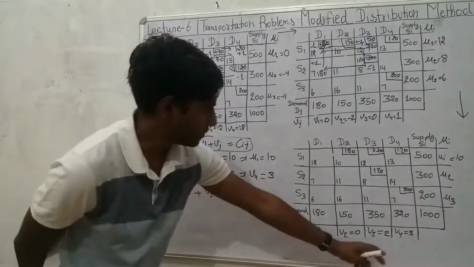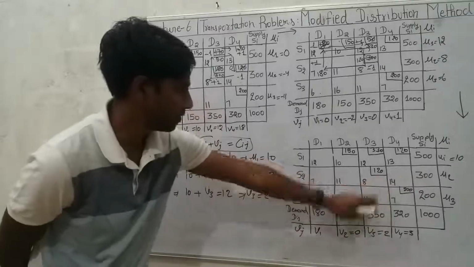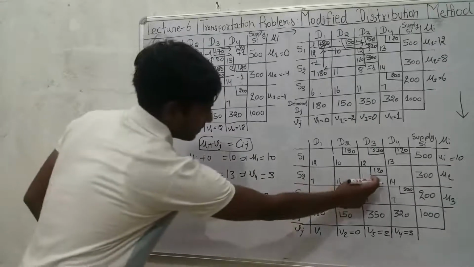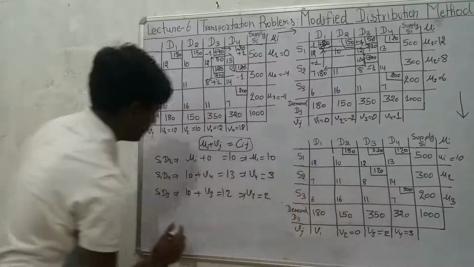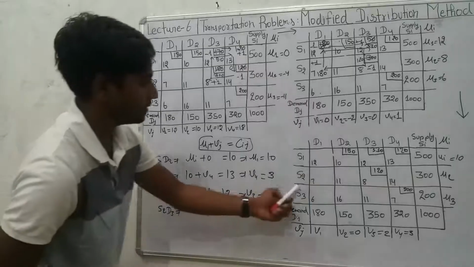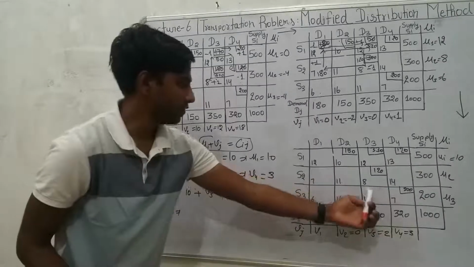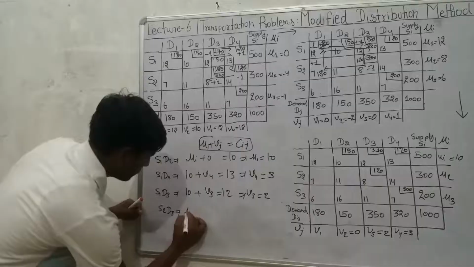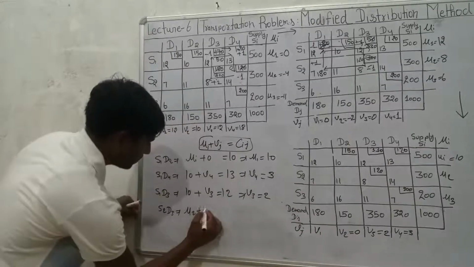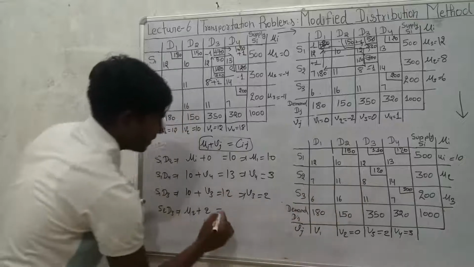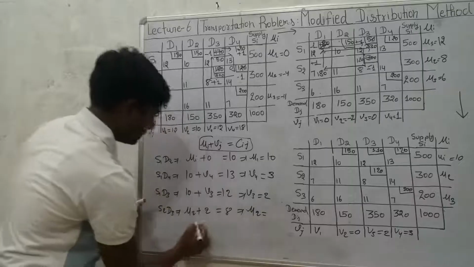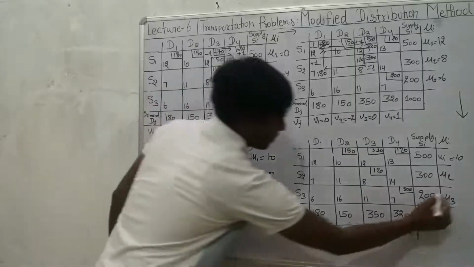Now come to this row. For this particular row, the occupied cell is this one, S2D3. So what is the value of U2? Need to calculate the value of U2. V3 is equal to 2, and what is the Cij? It is 8. So what would be the value of U2? It is 8 minus 2, 6.